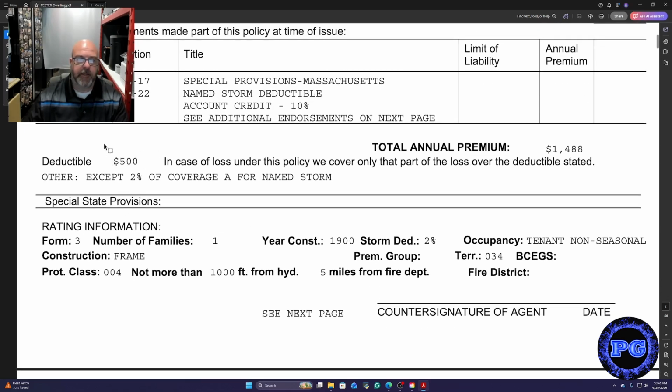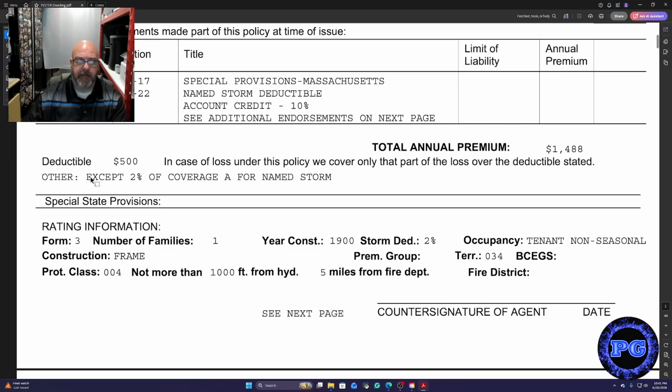You got your deductible. So you get a $500 deductible. Most likely, if you're a landlord or have a dwelling, you probably have dealt with deductibles before, so you understand that it is you just sharing in the risk. You're going to pay the first $500, and then the insurance company will kick in and pay the difference up until their limit, right, for a covered loss, right? So here is where we get into the named storm deductible, right? So you got $500 deductible. In the case of a loss under this policy, we cover only that part of the loss over the deductible stated.